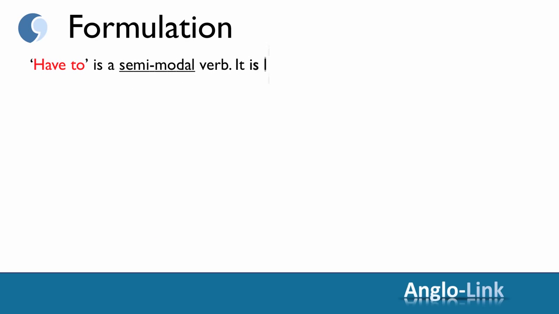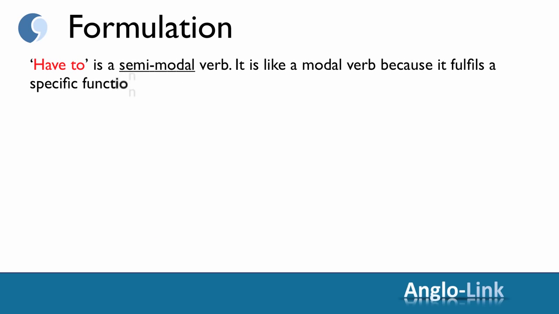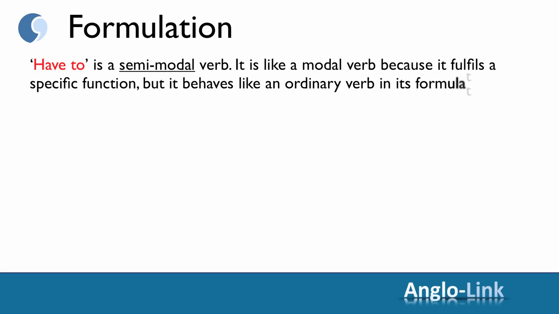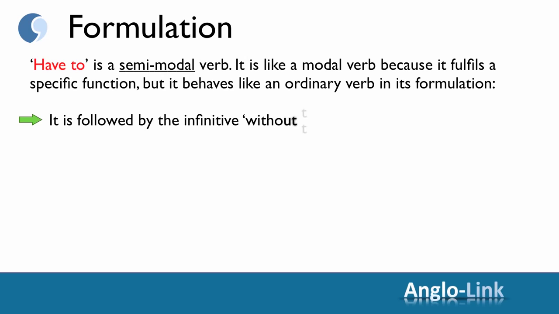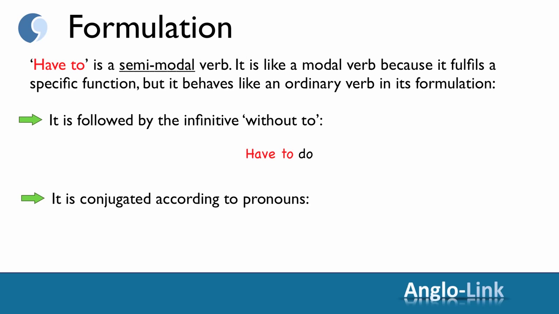Have to is a semi-modal verb. It is like a modal verb because it fulfills a specific function, but it behaves like an ordinary verb in its formulation. It is followed by the infinitive without to, have to do, but it is conjugated according to pronouns. I have to, he has to, etc.